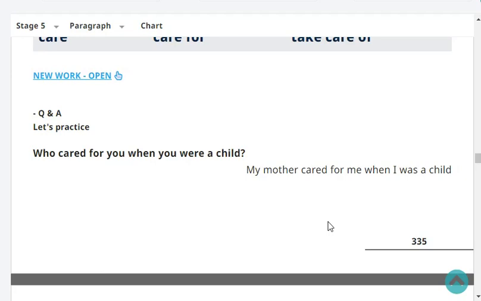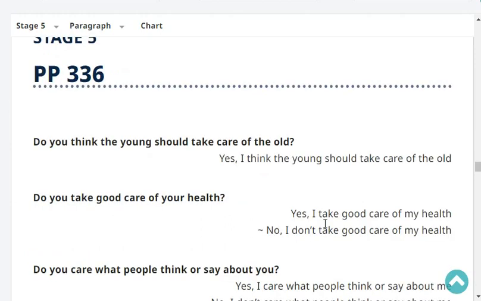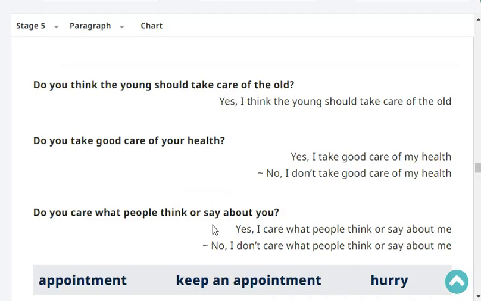Who cared for you when you were a child? My mother cared for me when I was a child. Very good. Do you think the young should take care of the old? Yes, I think the young should take care of the old.